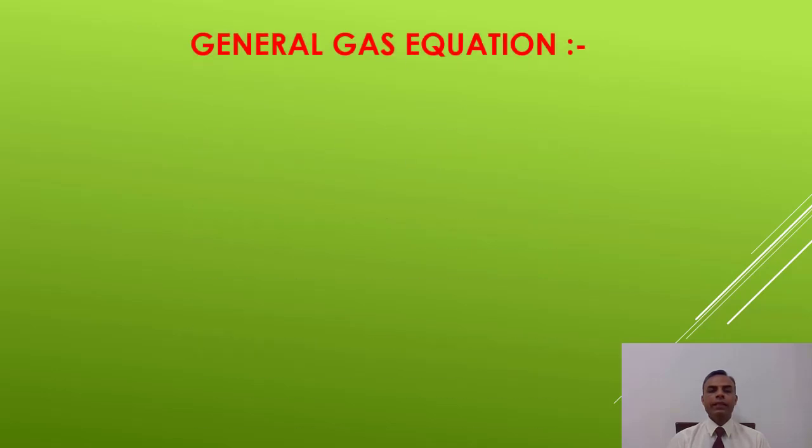General gas equation is also called the ideal gas equation or ideal gas law. It is actually the combination of three gas laws. Out of these three, two we have already learned in the previous lesson, that is Boyle's law and Charles law. The third one, Avogadro's law, will be discussed in the next lesson.